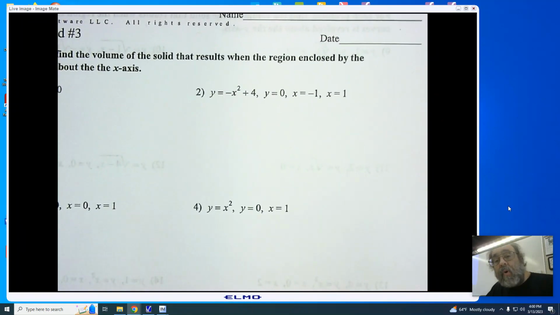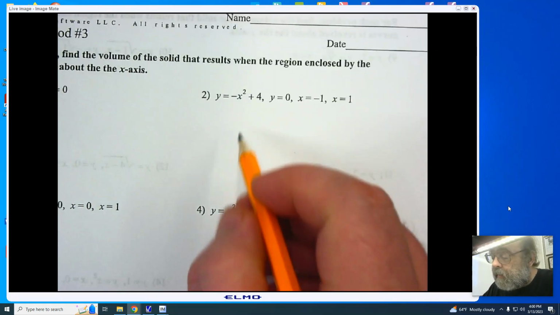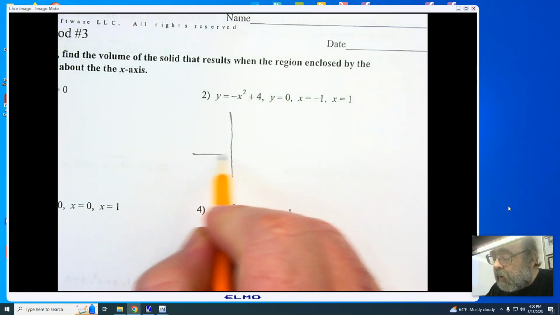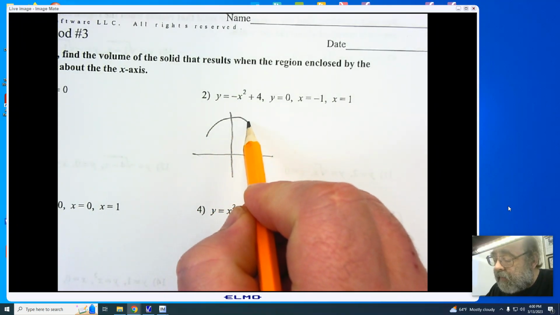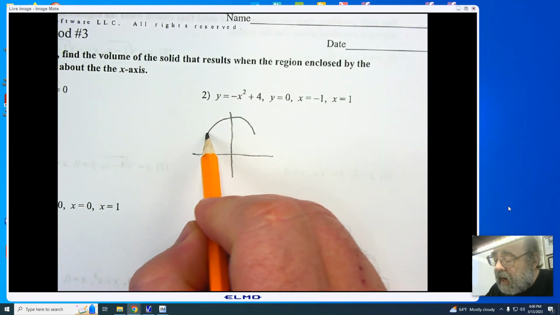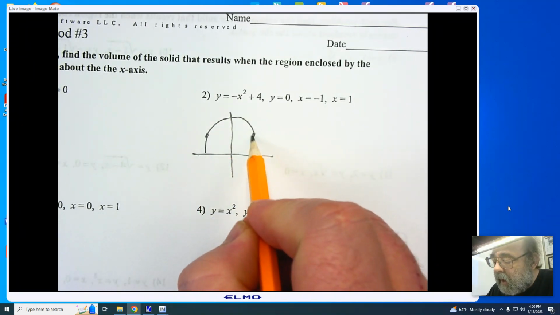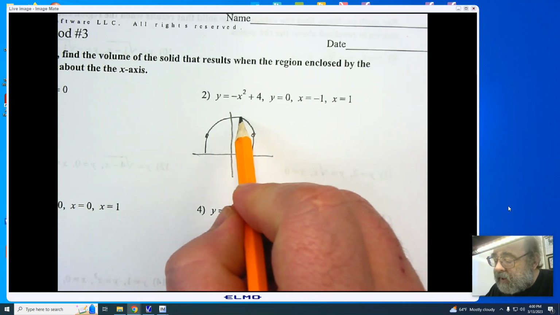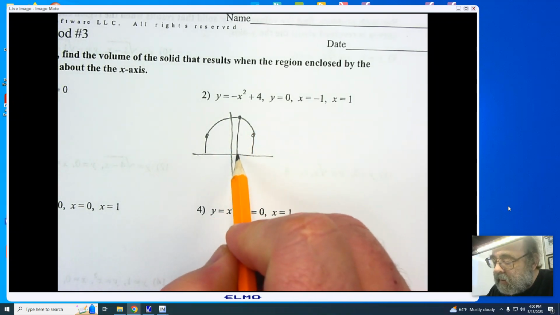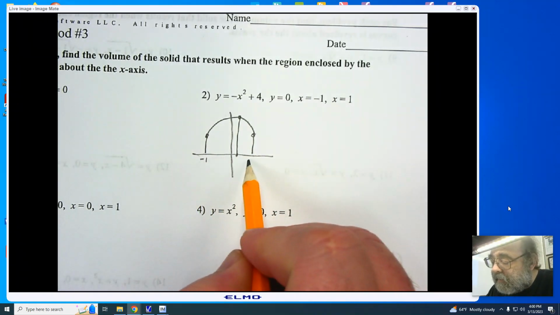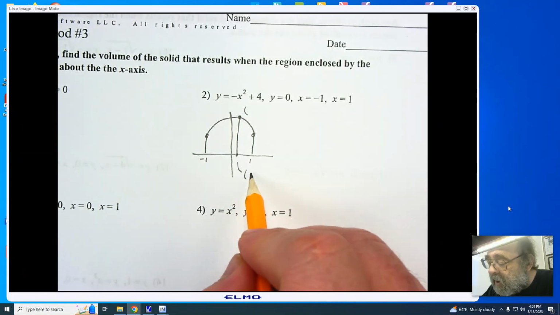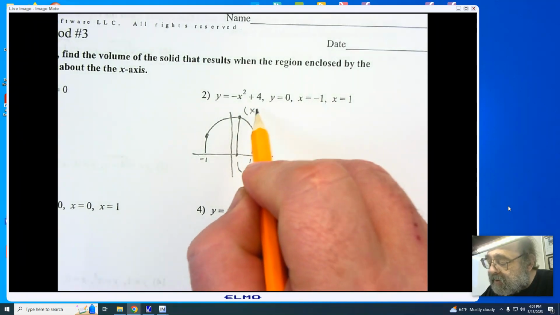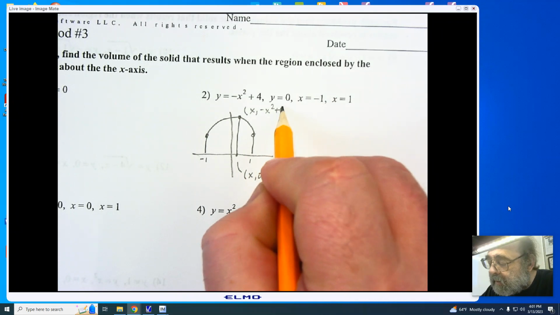And the key here is drawing a picture. So if I'm going to draw the picture, I know it's a parabola. I can see it's clearly opening downward. It's going through the y-intercept at 4, and it's stopping at -1 and 1. So my representative rectangle is right in here. Now you'll notice this is a symmetric graph, so I can work with the even property. So I have x comma 0, and up top I have x comma -x squared plus 4.